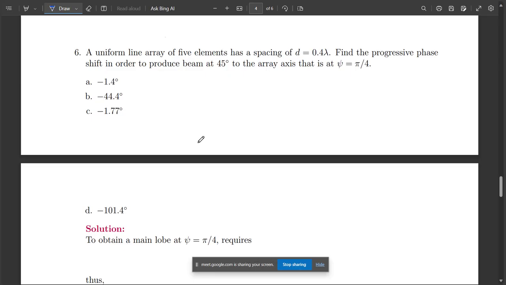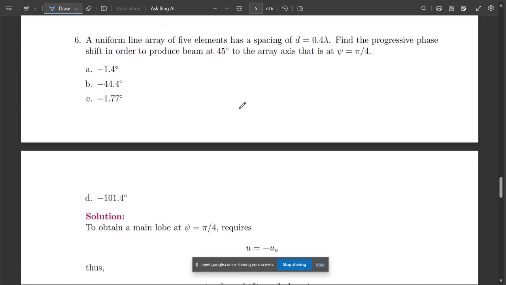So, a uniform linear array of 5 elements has a spacing d equals 0.4 lambda. Find the progressive phase shift in order to produce a beam at 45 degrees to the array axis, that is psi equals pi by 4. So here a uniform linear array is given to you, and 5 elements are given to you.